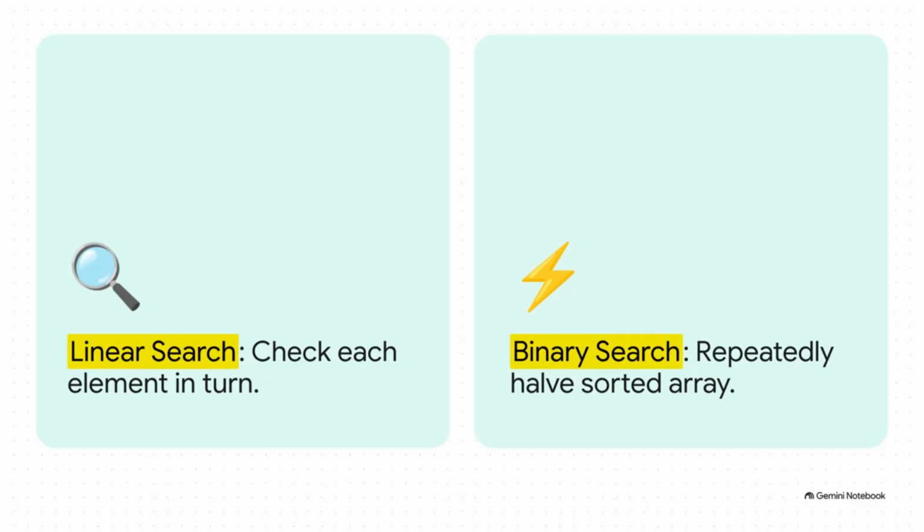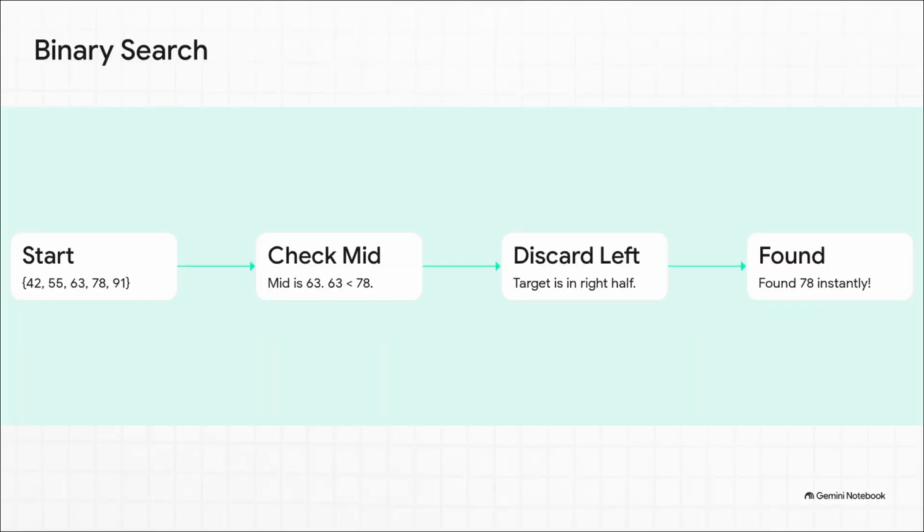Right next to it, we have binary search. This is a lightning-fast method, but it comes with a catch. It strictly requires the data to be sorted first. Let's look at why. Here is binary search in action on our familiar, now sorted array.